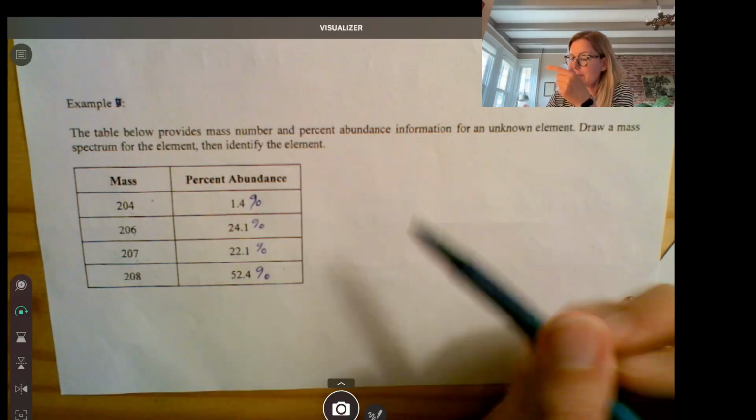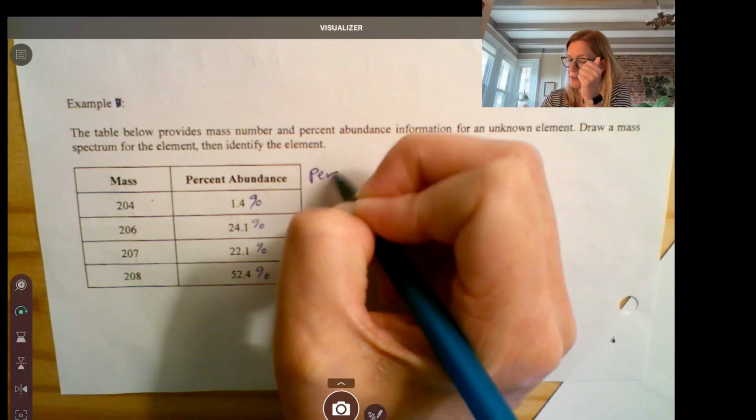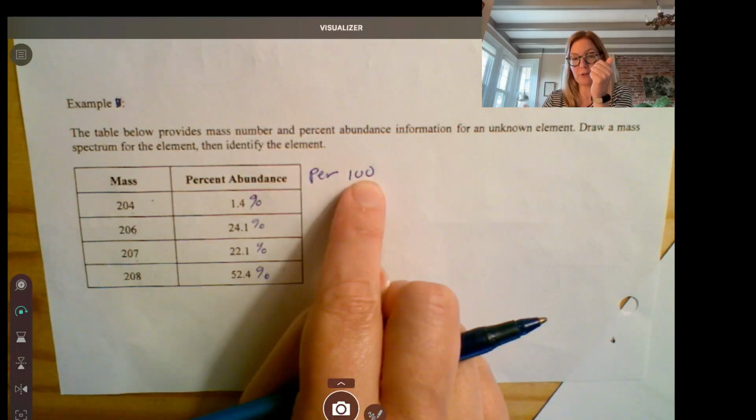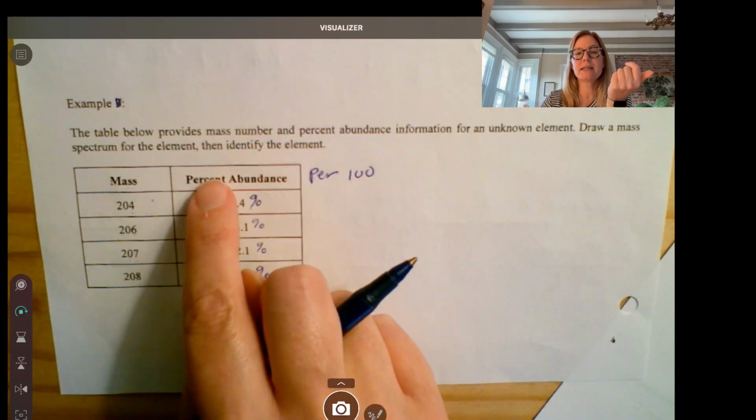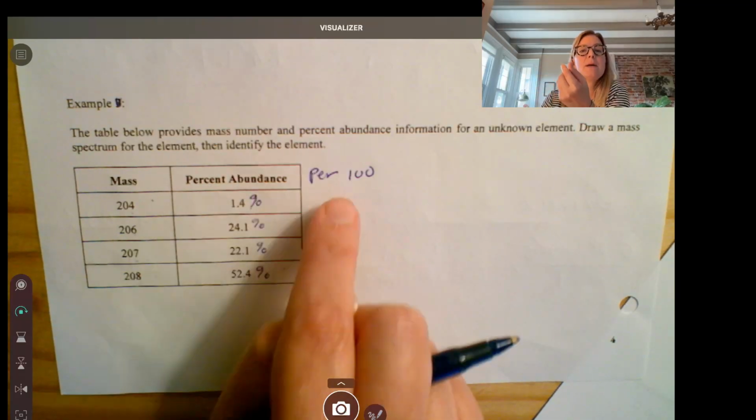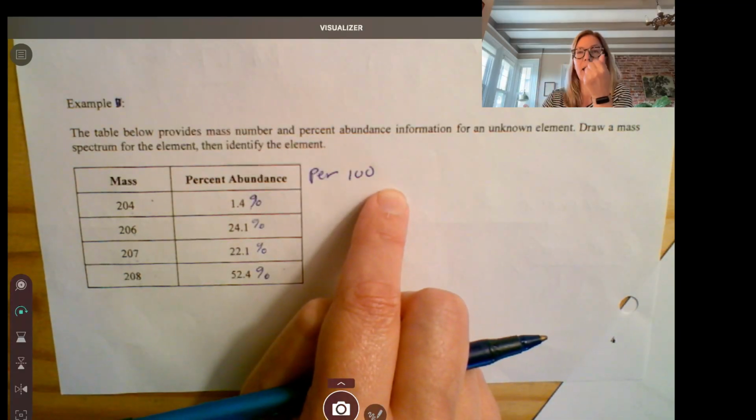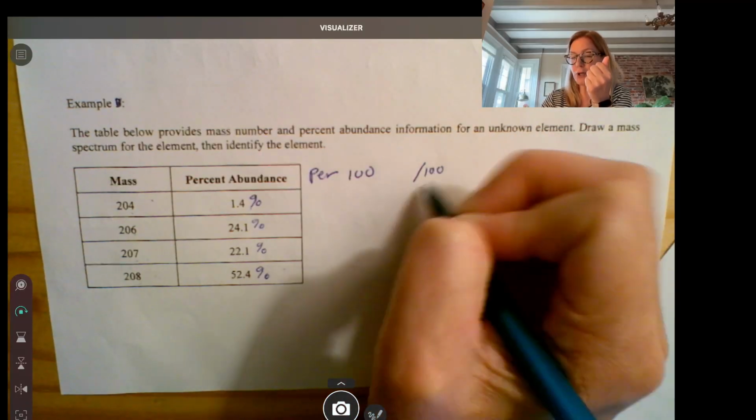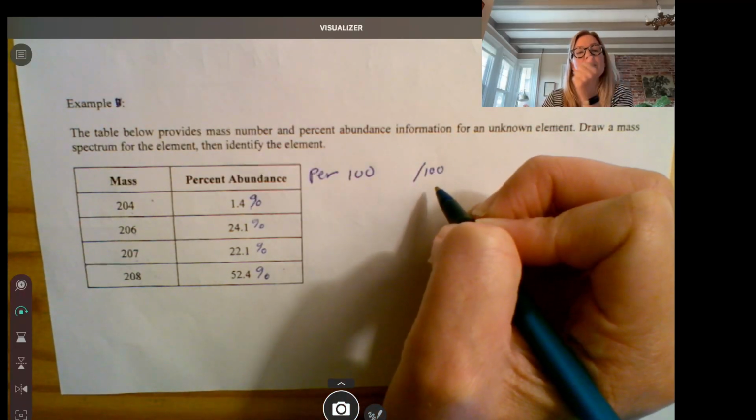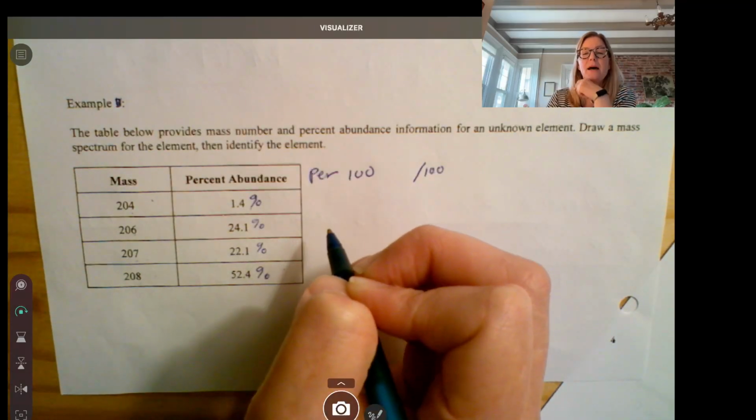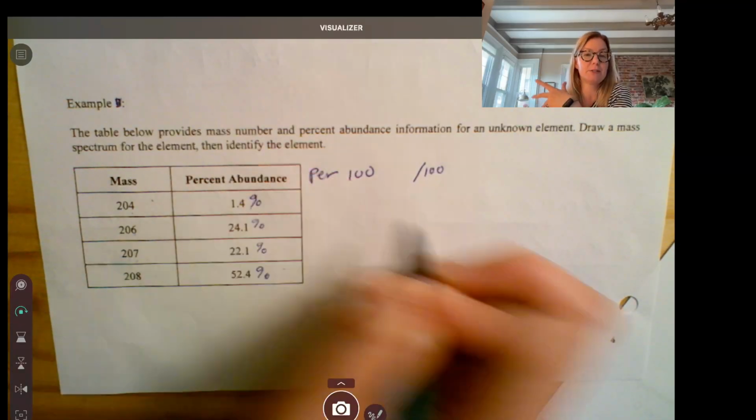Percent literally means per 100, okay? That's why there's 100 cents in a dollar. That's why a century is 100 years. Cent means 100. Per 100, okay? And per, we often write it as divide by 100. So literally all we do is divide each of these numbers by 100 to convert the percent to a decimal, okay?